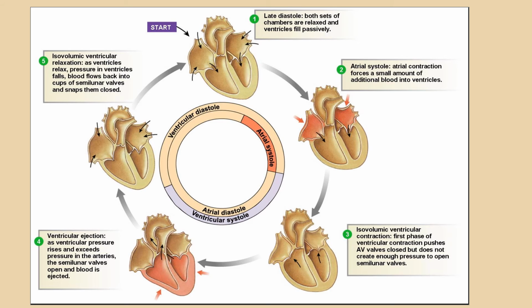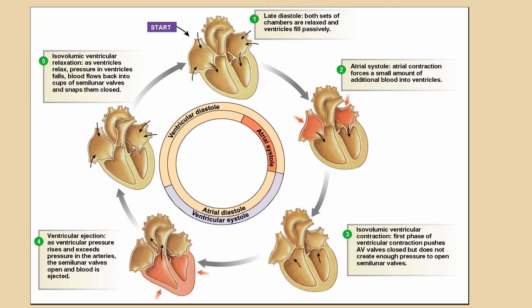In panel 3, this is a very brief portion of the cardiac cycle, brief but important. It's called isovolumetric ventricular contraction. That's a mouthful. So ISO, what does ISO mean? ISO means same. Oh, I see on this diagram it says isovolumic. That's okay. Another term for it is isovolumetric. Isovolumic or isovolumetric means the volume of the blood in the ventricles doesn't change.